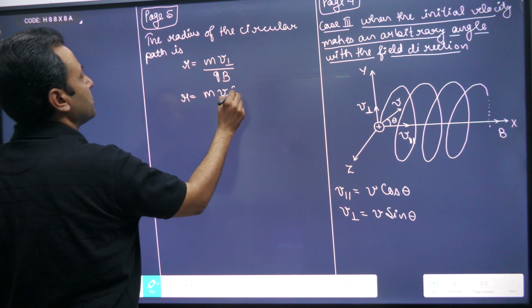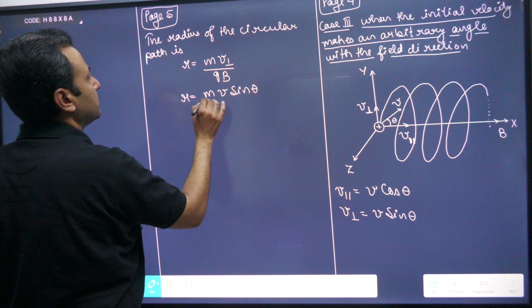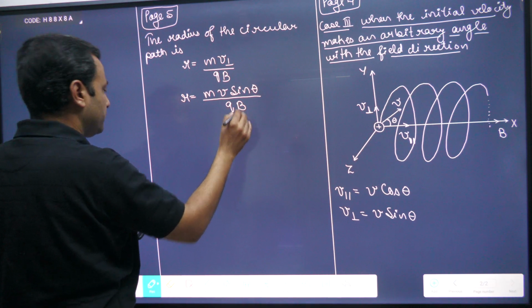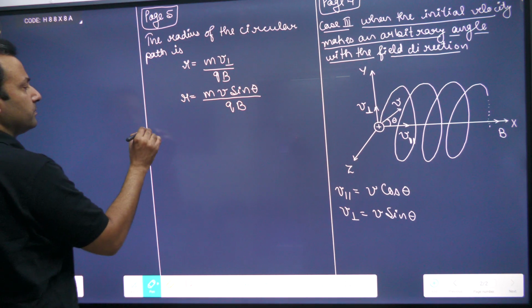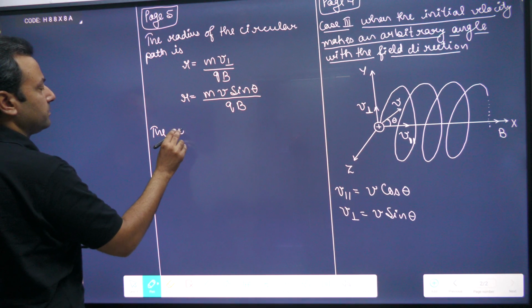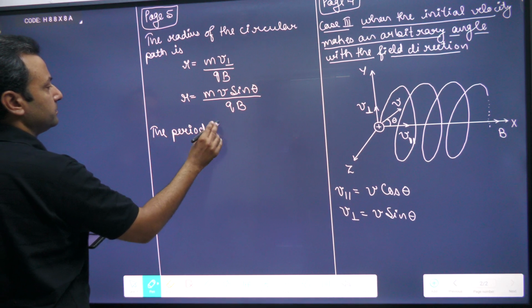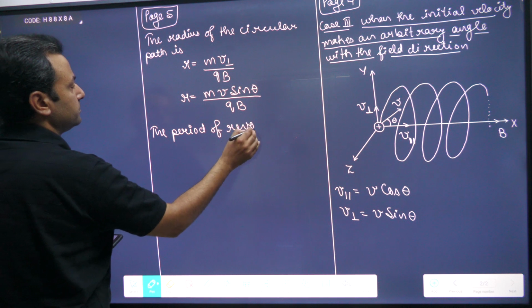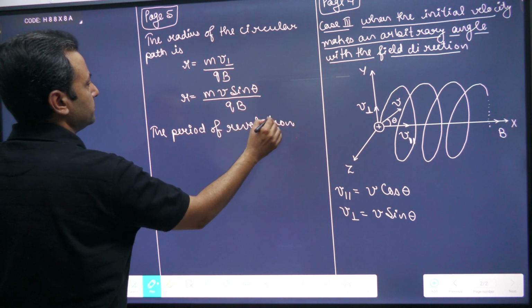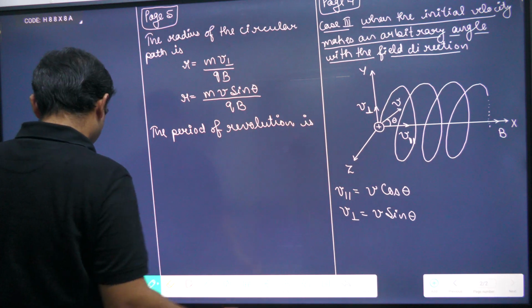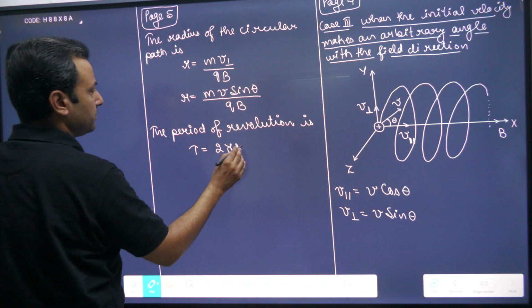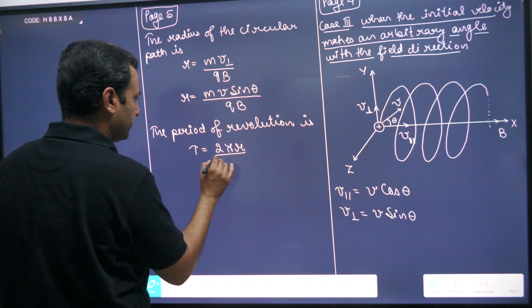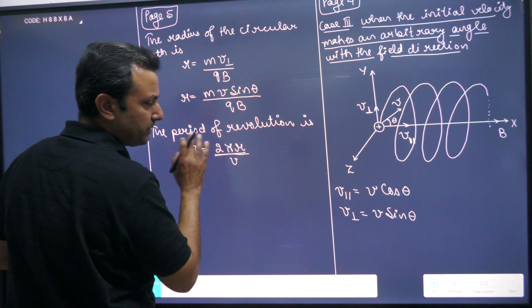So R is equal to mv sine theta upon qB. The period of revolution is T is equal to 2 pi r upon v, circumference upon speed.